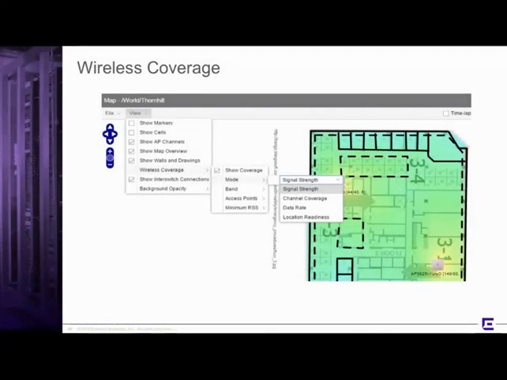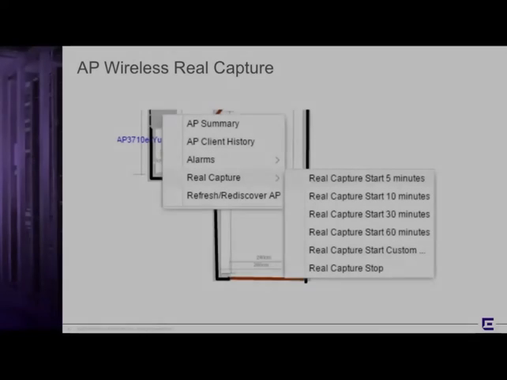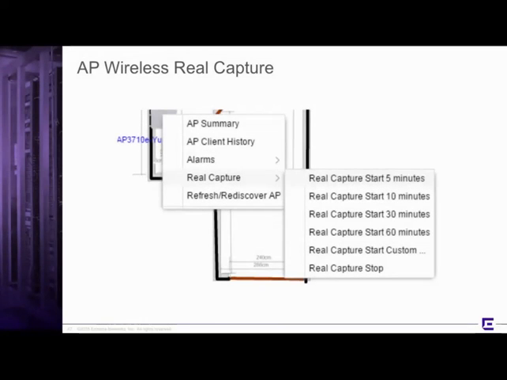After a floor plan is finished and saved, the map is ready to display wireless coverage information. The maps can be used to present signal strength, channel coverage, data rate, and location readiness. These representations can also be displayed by desired band, 2.4 GHz or 5 GHz, and particular channel or specific access point. Real Capture allows real-time collection of access point traffic for troubleshooting and problem resolution.